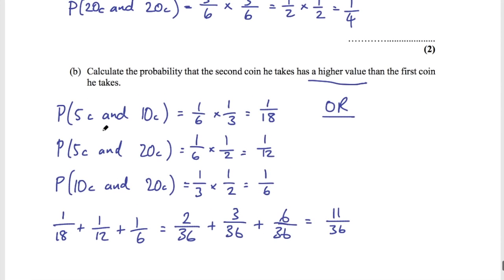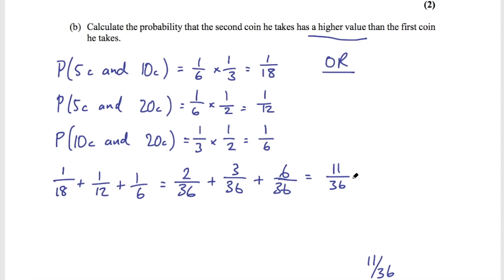Okay, so you had to work out the probability of the three different events happening and then add them together. And that was the last question of this paper.